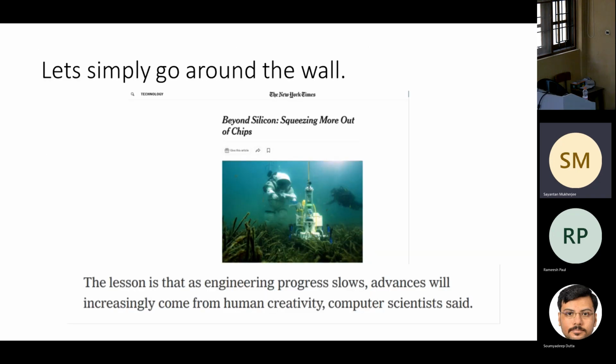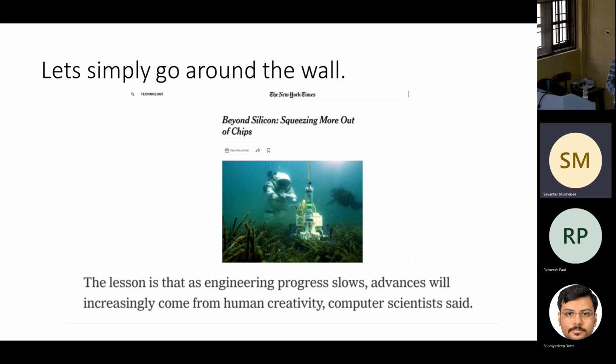So there was this article in the New York Times in 2016. And obviously this is very relevant to the folks in the computer science theory community because they always think about going around the wall, right? I mean, there is one way of doing things, and that is hitting a wall, right? And this was written on Moore's law. And the statement was, as the engineering progress slows, in fact, this article talks about the death of Moore's law.